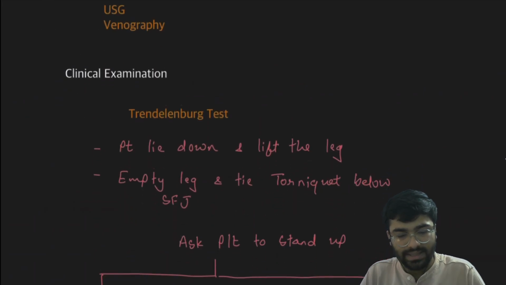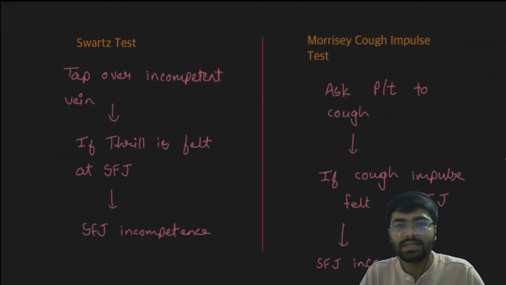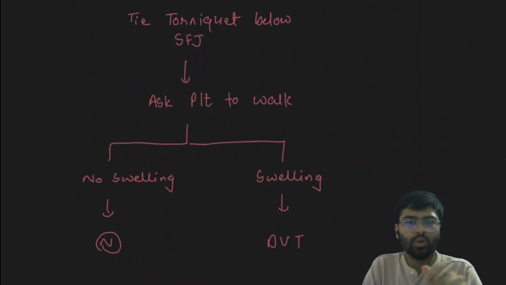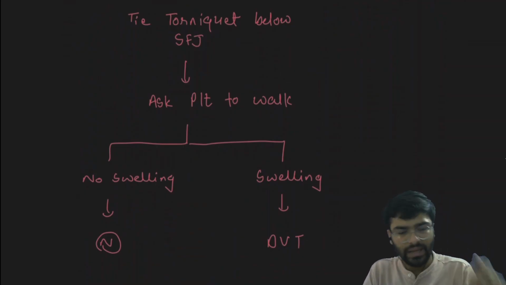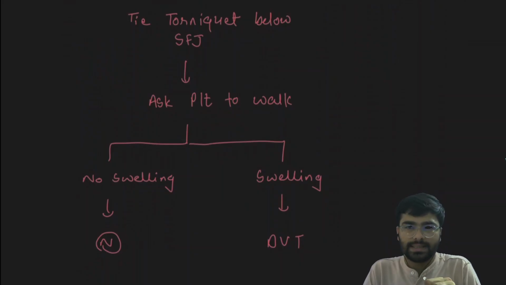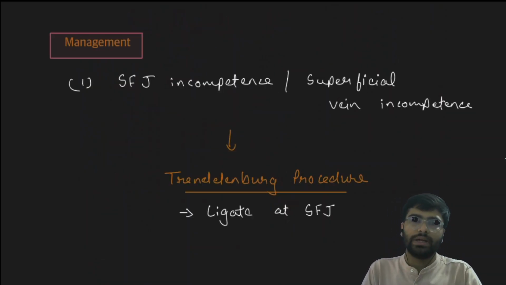So one is the Trendelenburg test, Schwartz, Morrissey cough, and Perthes test. Perthes test is for deep venous thrombosis, like a problem in the deep vein. And in that we ask the patient to walk. So these are the four tests. Now comes the main thing, management. How will you manage? For different causes, you have different management, as I've told you earlier.